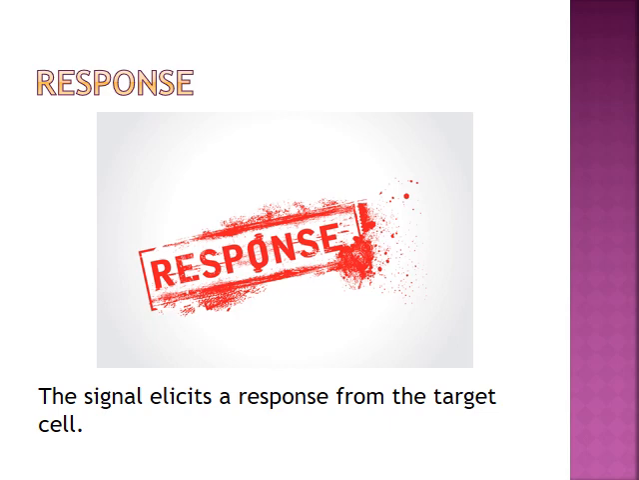So you get the signal, reception, transduction, changing the signal into something the cell understands, and then a response from the cell that then could lead to more signals being sent to other cells and more things happening. That's called a signal cascade, but we're not getting into that.